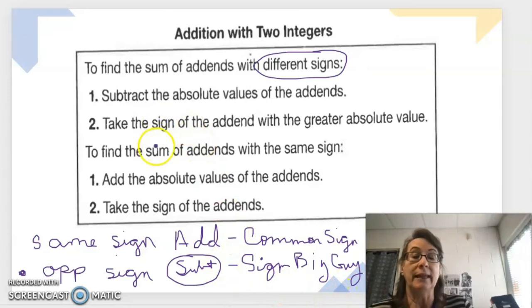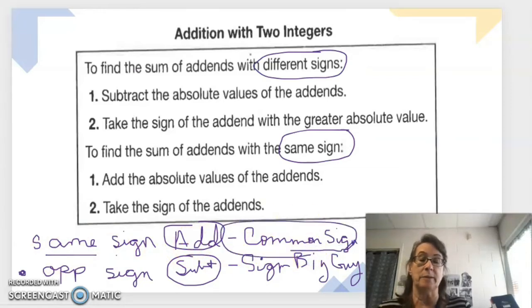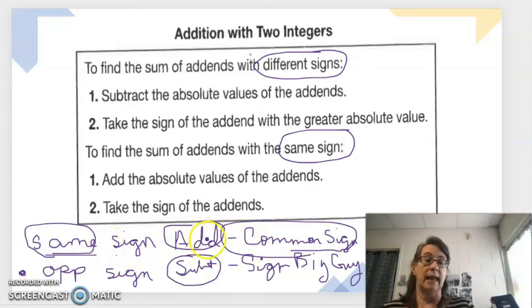Okay, and then to find the sum of addends with the same sign, add the absolute values of the addends. So same sign, add, take the sign of the addends. We're going to take the common sign. They should have the same sign because we started out with the same sign. So same sign, add, take the common sign; opposite sign, subtract, take the sign of the big guy.